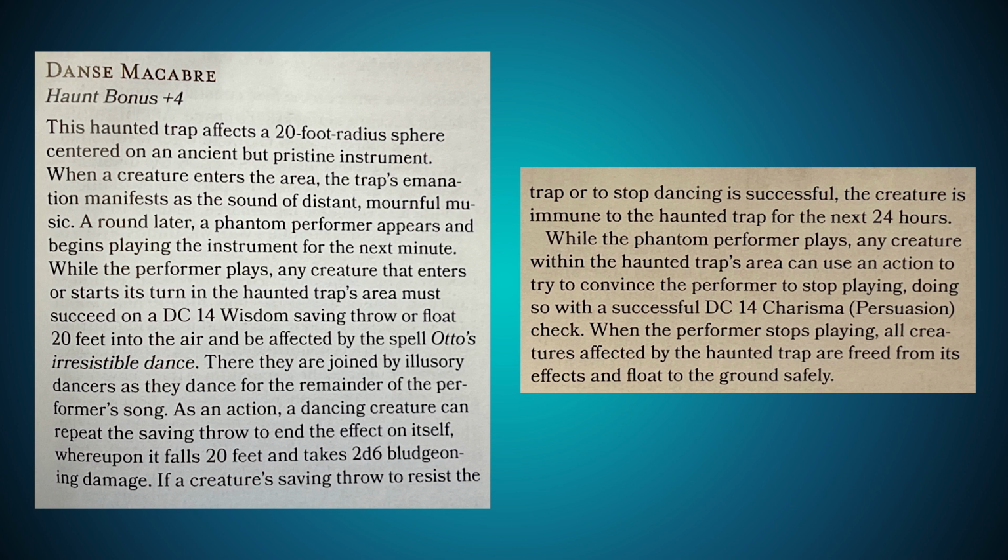While the phantom performer plays, any creature within the haunted trap's area can use an action to try to convince the performer to stop playing, doing so with a successful DC 14 Charisma Persuasion check. When the performer stops playing, all creatures affected by the haunted trap are freed from its effects and float to the ground safely. That's perfectly classical, spooky, kind of cartoonishly undead ghost type stuff with the floating and the dancing. I like it a lot.